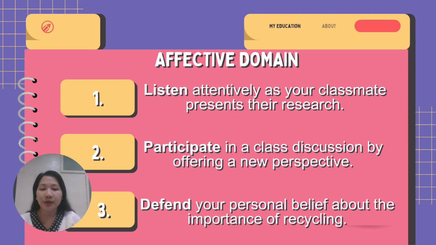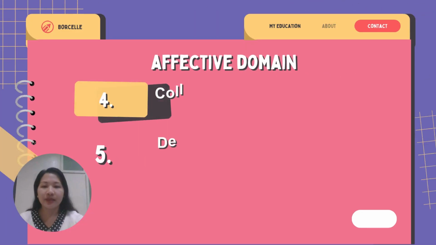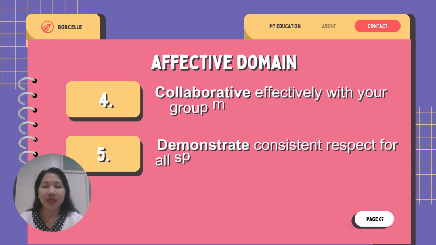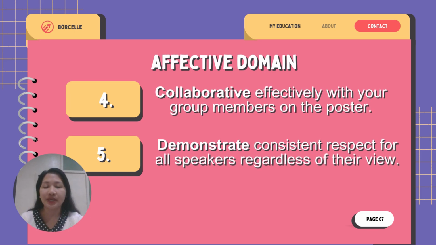And next is number four. Number four, collaborate effectively with your group members on the poster. The verb used here is collaborate. This is classified under the affective domain at the organization level. Collaborating requires the student to integrate their own values, like teamwork and patience, with the values of others. They must weigh different perspectives and prioritize group goals over individual differences, which is an emotional and value-based adjustment.